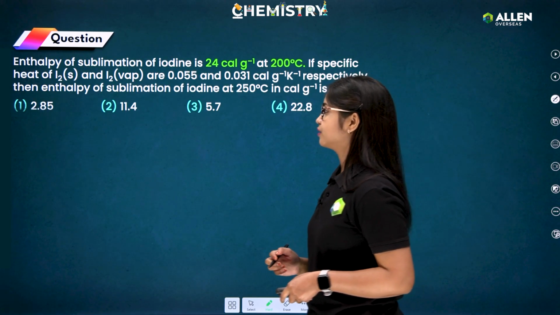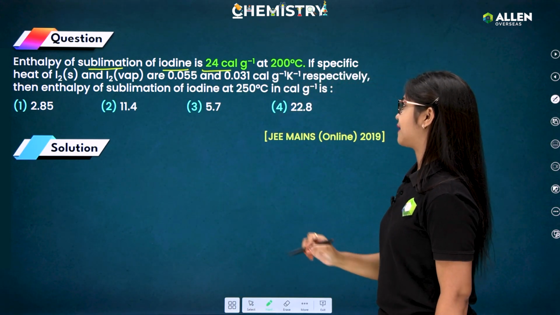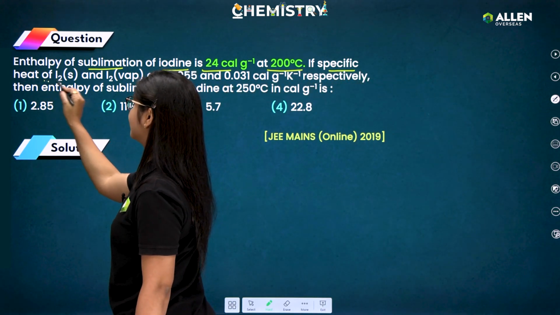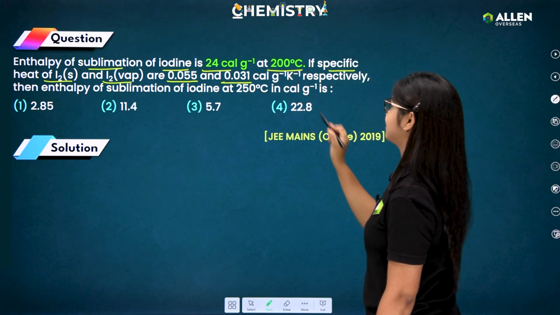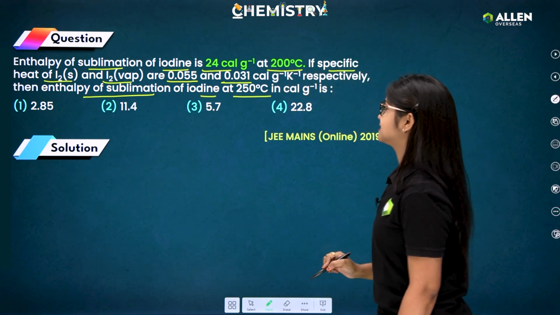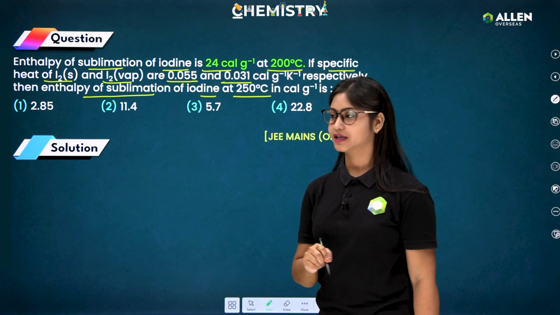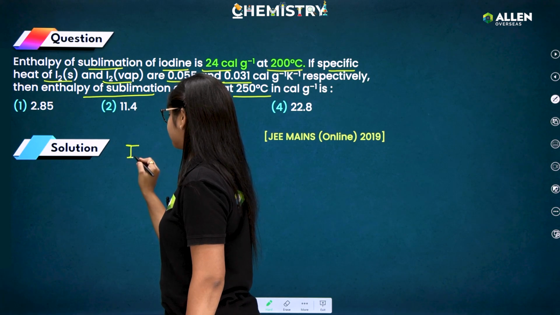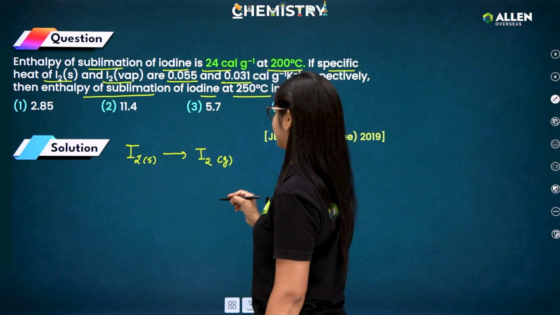So we have this question. The enthalpy of sublimation of iodine is 24 calorie per gram at 200 degrees Celsius. If the specific heat of iodine solid and iodine vapor are 0.055 and 0.031 calorie per gram per Kelvin respectively, then the enthalpy of sublimation of iodine at 250 degrees Celsius in calorie per gram will be? Very simple, we have to directly apply Kirchhoff's equation. We are talking about delta H sublimation, so here we are converting iodine solid to iodine gas. This is what sublimation is.